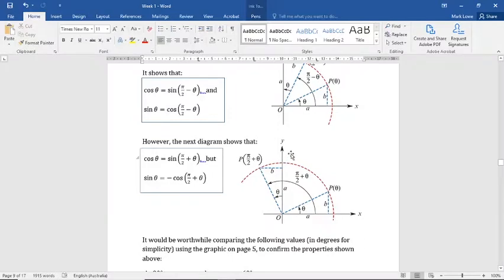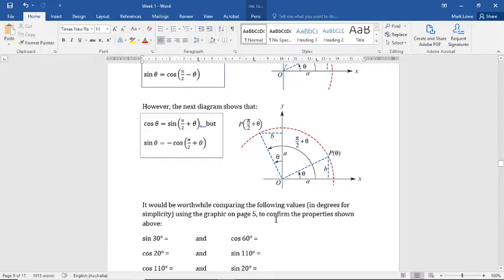If we have a look at the next diagram and we go past our pi on 2, or 90 degrees, then we see that sine of theta, being the y coordinate, would be the same as the negative value of cos of pi on 2 plus theta. So they just have opposite values, one's positive, one's negative. And you could just compare that.